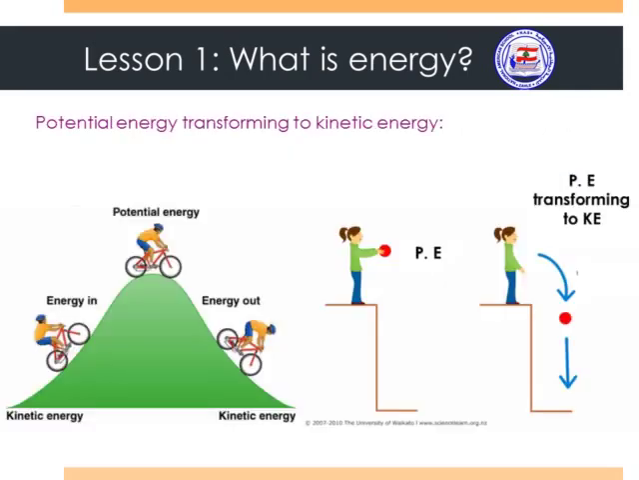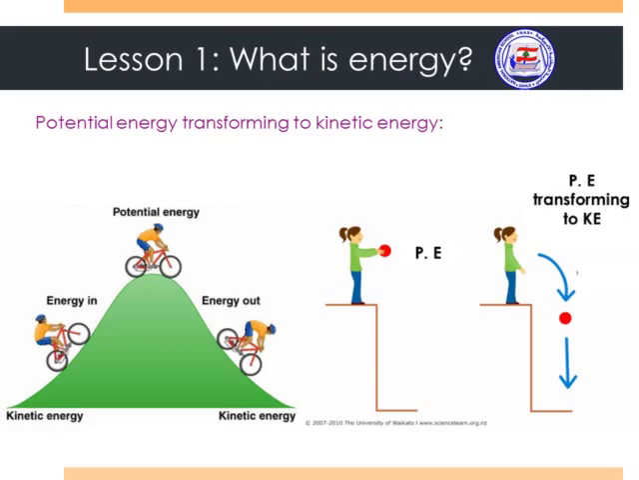Potential energy, specifically gravitational energy, is related to the position above the ground, and this energy can transform into kinetic energy. Let's see how by following these examples. In the first picture, you have a boy biking. When the boy was on the ground, his gravitational energy was 0. He had no potential energy because he is not high above the ground.